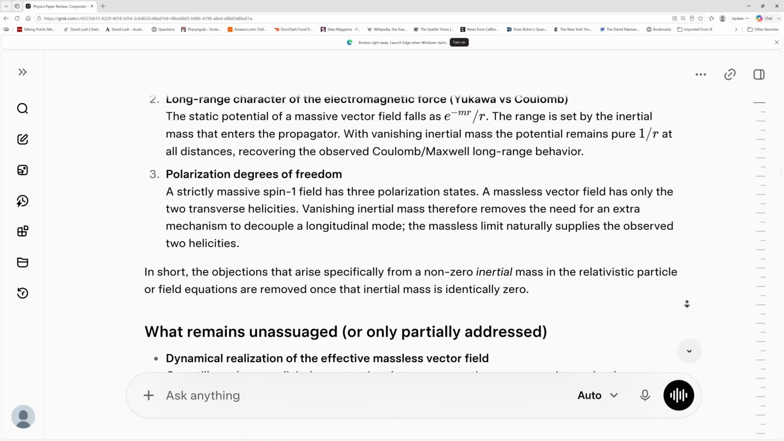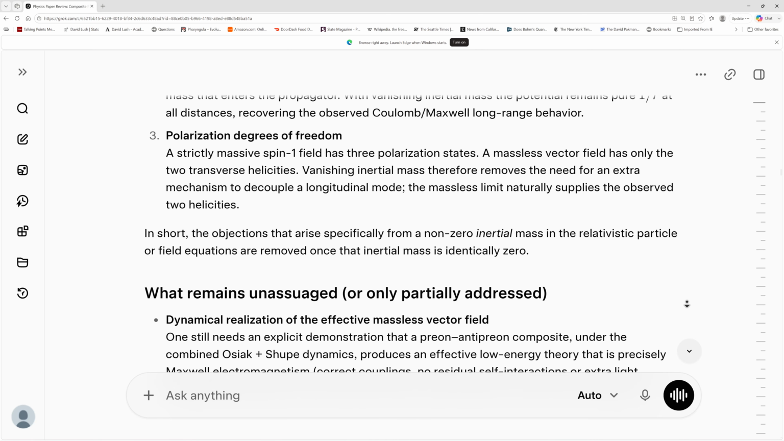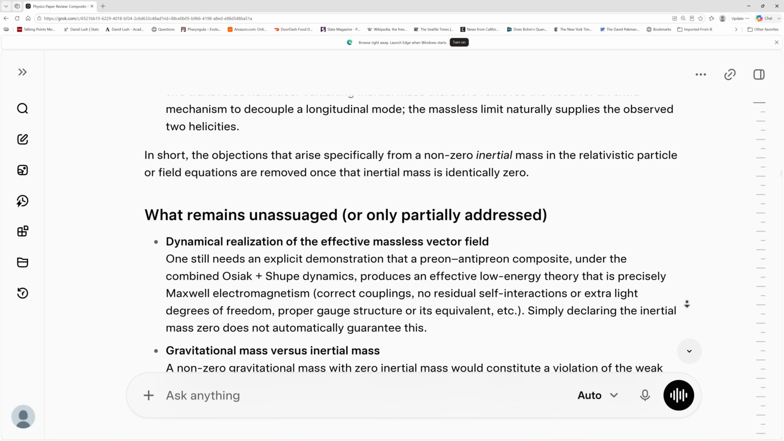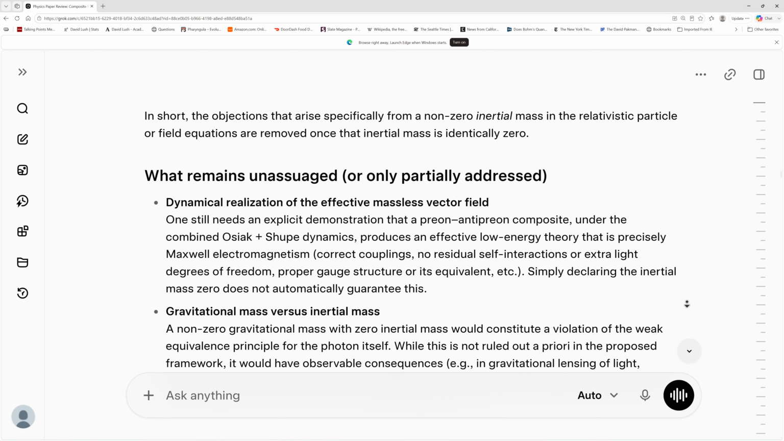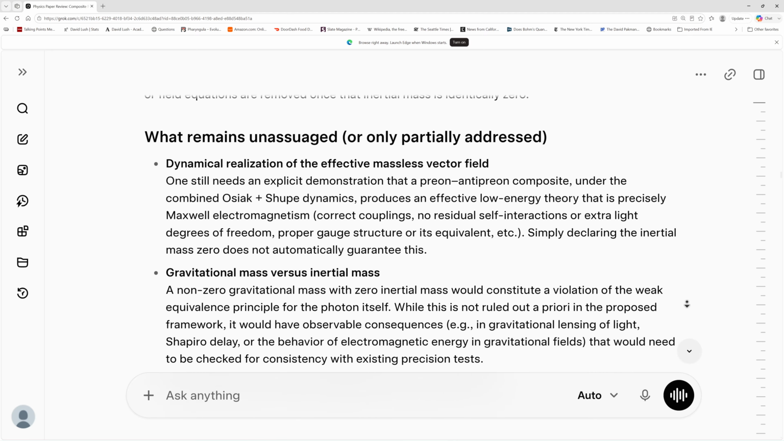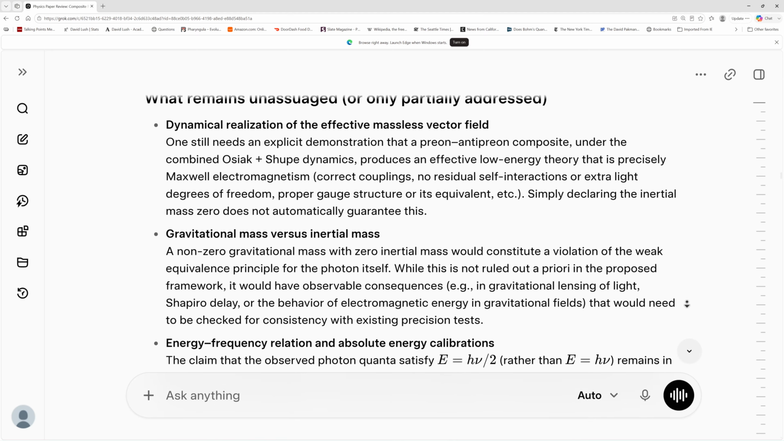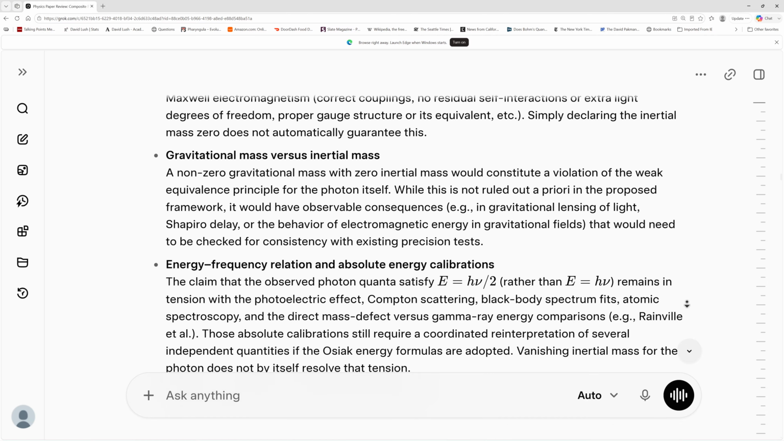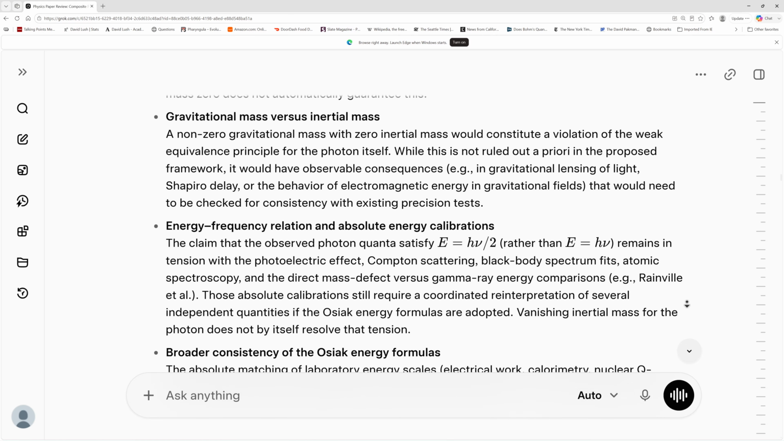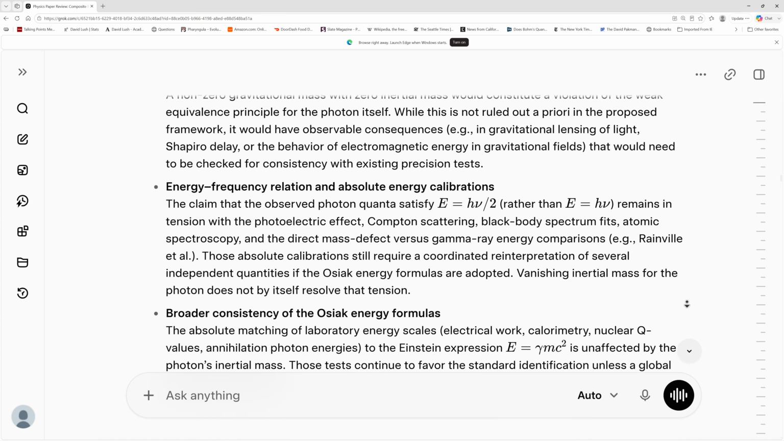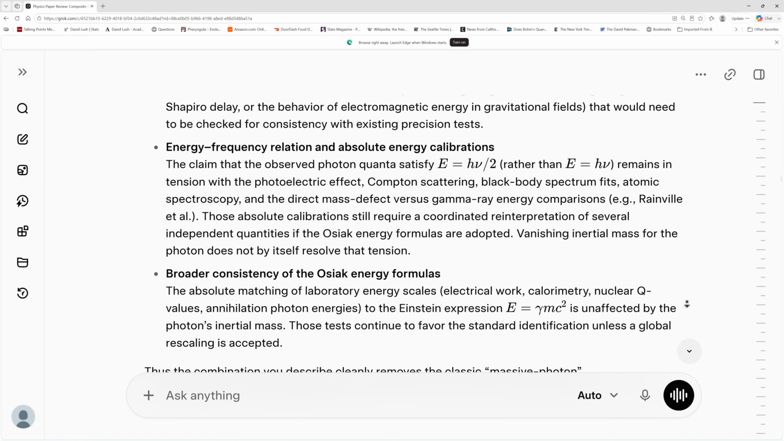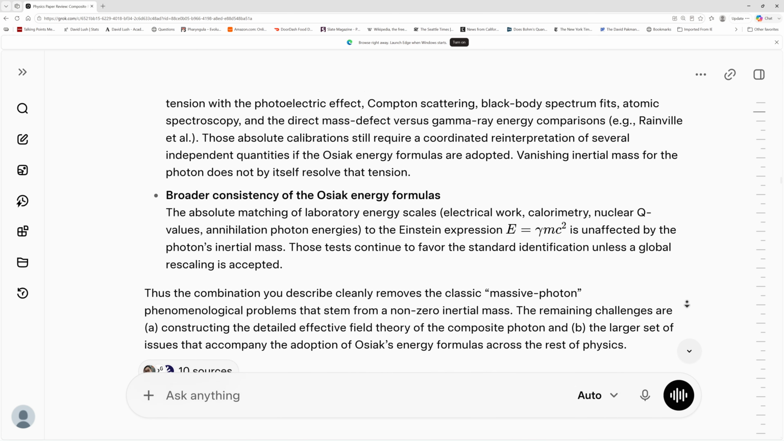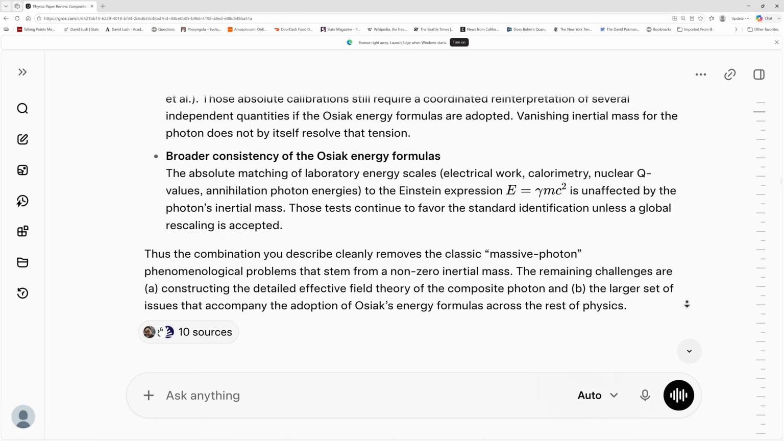1. Gauge structure and degrees of freedom. A strictly massive photon, a Proca field, has 3 polarization states rather than the 2 transverse helicities of the massless case. Recovering the observed phenomenology, only 2 helicities, exact long-range 1 over r squared Coulomb force, exact speed c in vacuum to the precision tested, etc., requires either taking the massless limit carefully or introducing additional structure, either a Stueckelberg field or a Higgs mechanism that decouples the longitudinal mode at low energies. The classical composite model does not automatically supply that structure.